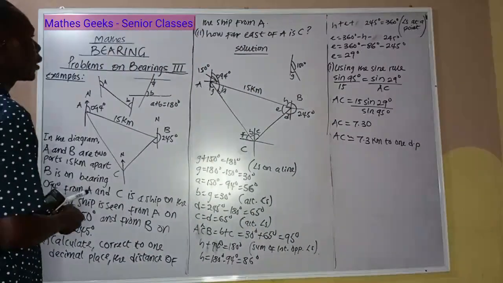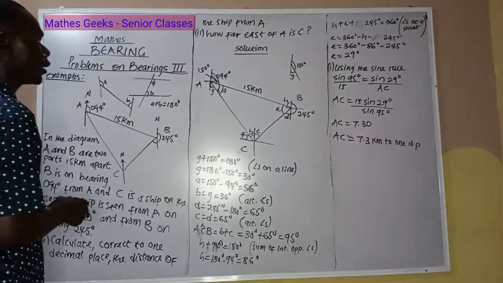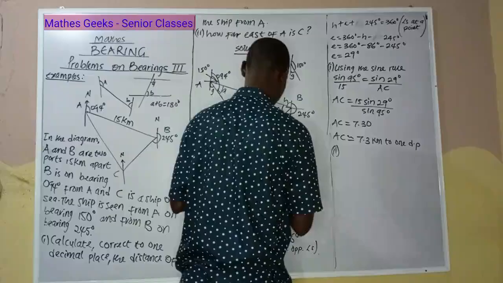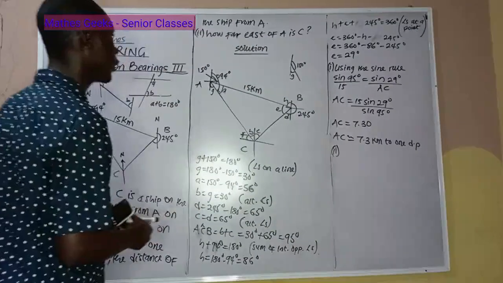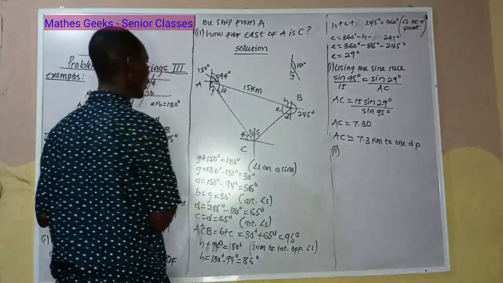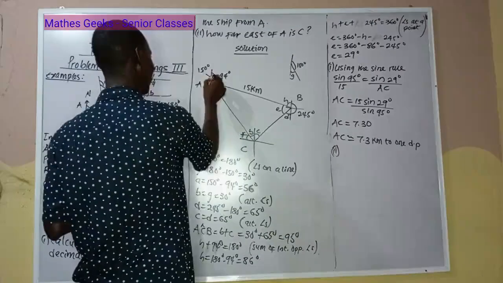Number 2 says, how far east of A is C? So let's do that. Figure 2: how far east of A is C? So east of A, when you talk about east of A, it means from point A.